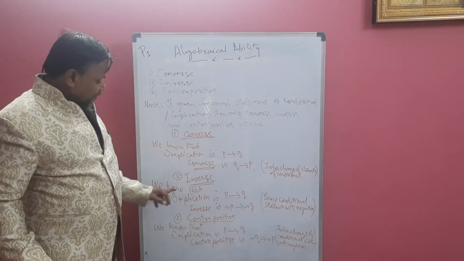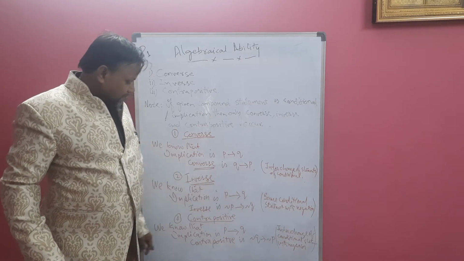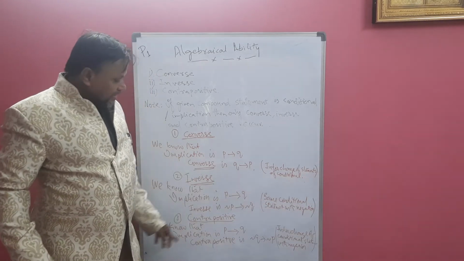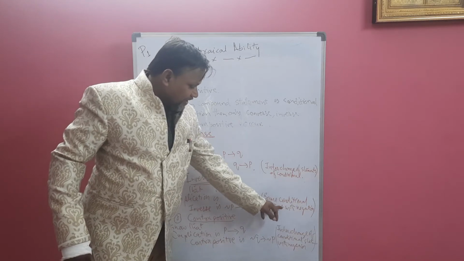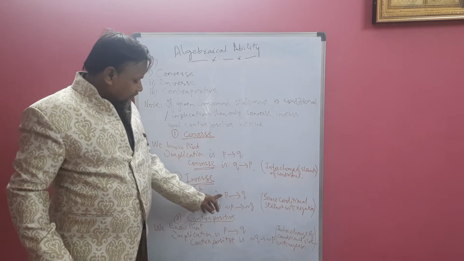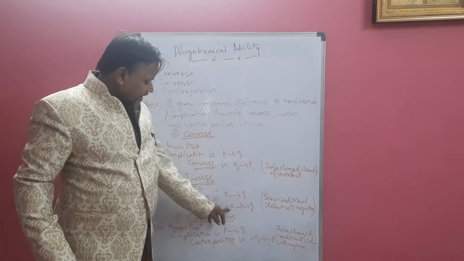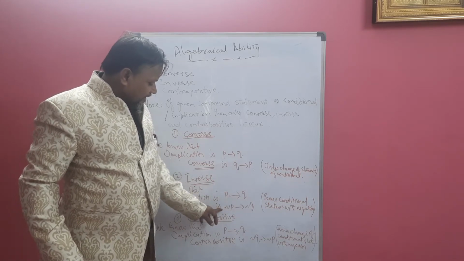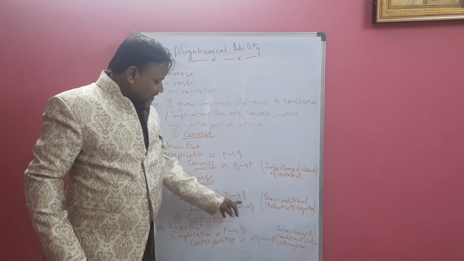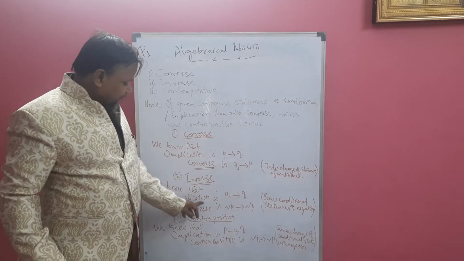Second one, inverse. How do we get inverse? We know that implication is P implies Q. Inverse is nothing but negation of P implies negation of Q. The same conditional statement with negation, so it is called inverse. Just see, P implies Q is there. Here we are taking negation of P implies negation of Q. Without changing the statement, the same statement with negation sign gives the inverse.